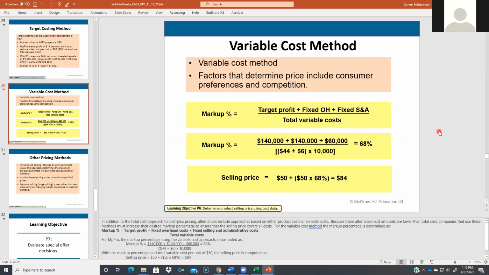Okay, I understand it now. So $50 is your variable cost, and 68% of that variable cost is being added as an overhead charge, plus the profit margin, making the selling price at 84.